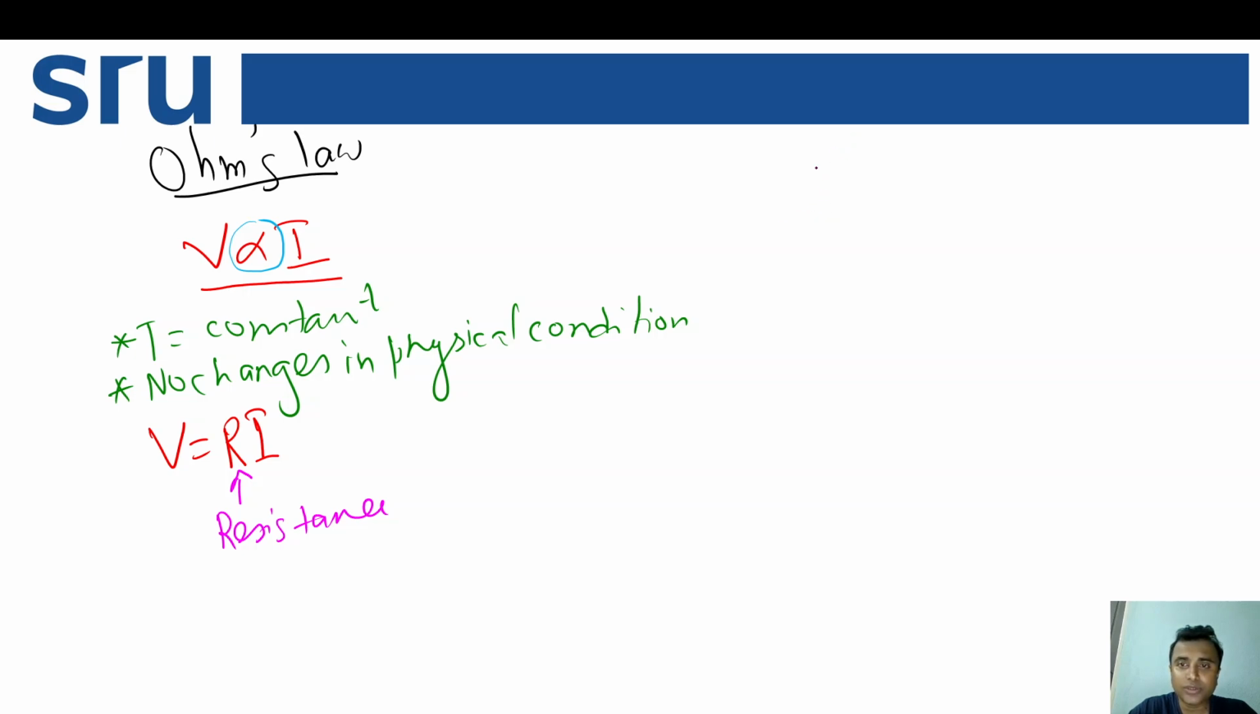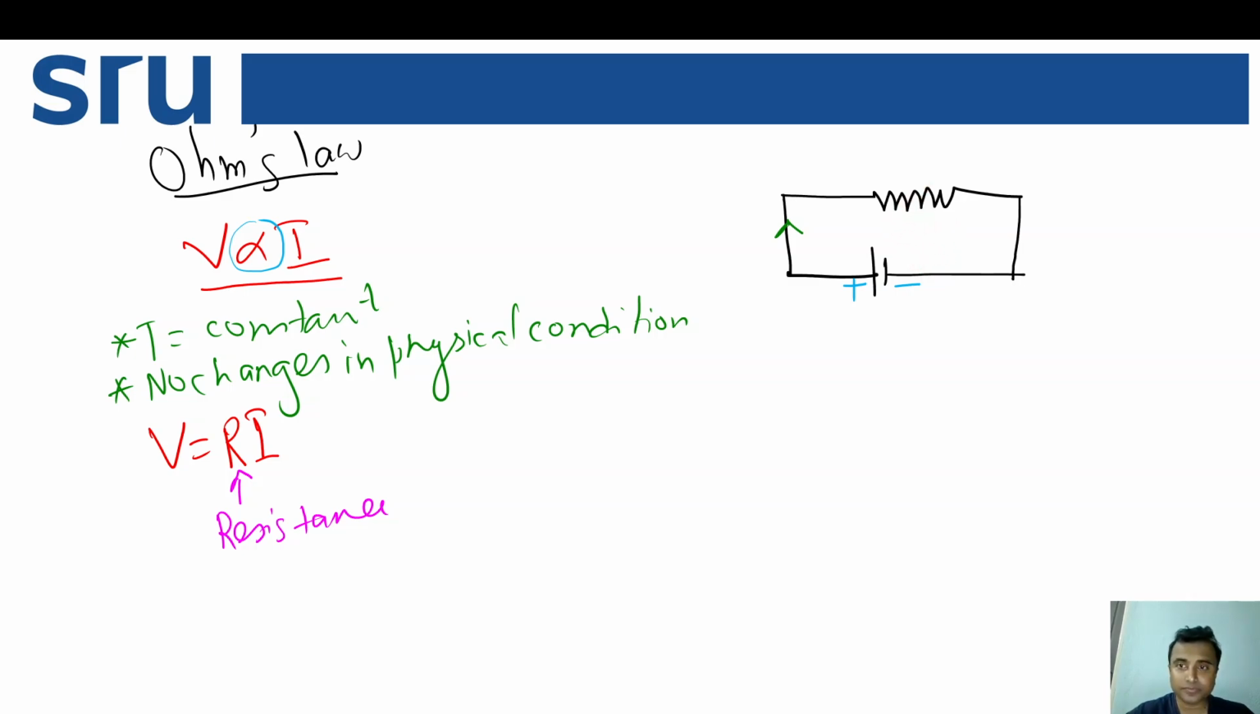What Ohm did was he took a conductor and simply connected it with a battery. This battery has a positive terminal and a negative terminal, and the current will flow in this direction, for the obvious reason that we know the direction of the current. This particular thing is your conductor.